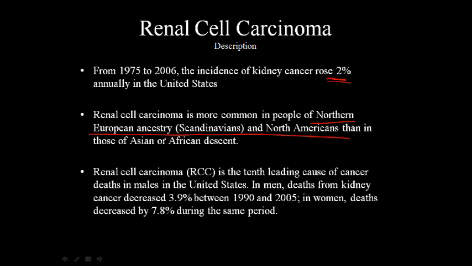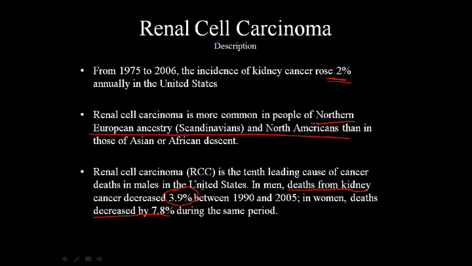In men, deaths from kidney cancer decreased 3.9% between 1990 and 2005, which is kind of crazy, that the incidence of kidney cancer has actually risen, but deaths have actually decreased. And so that allows you to see that we've made progress in terms of our treatment. In women, deaths decreased by 7.8% during the same period. So it's kind of an abnormality there.